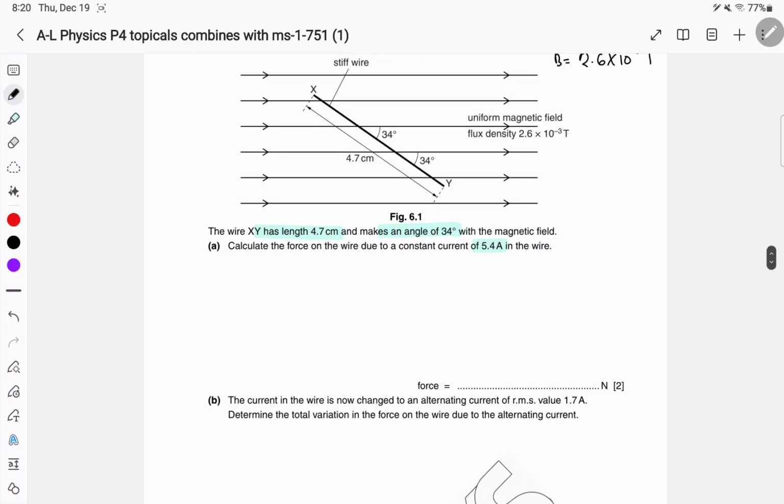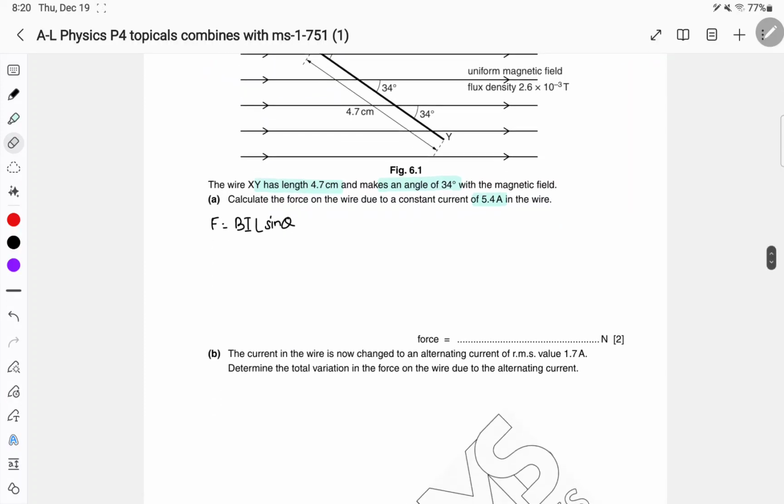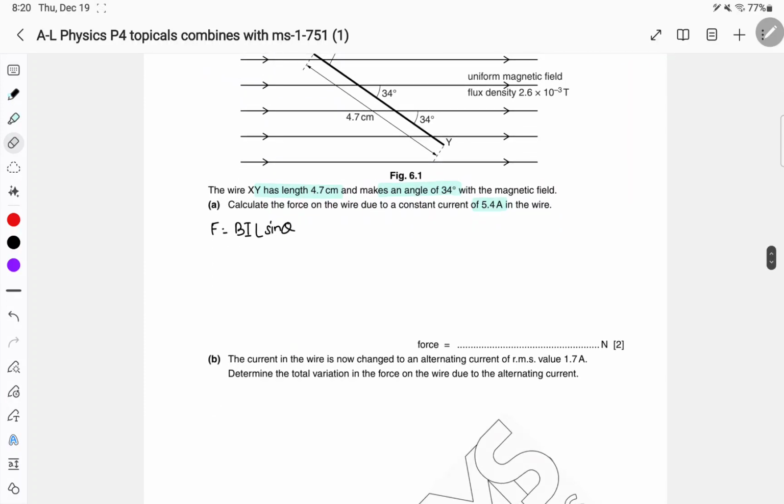We know the magnetic force on a wire is given by F equals magnetic flux density, current, length, and sine theta. The theta is the angle between the direction of current and the magnetic field, which is over here 34 degrees.